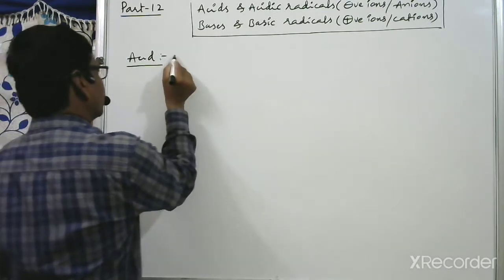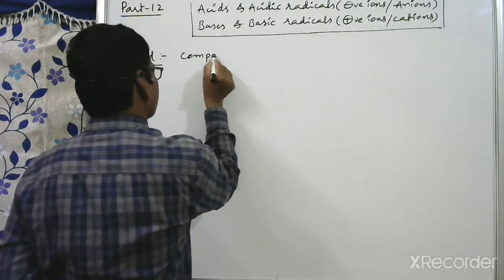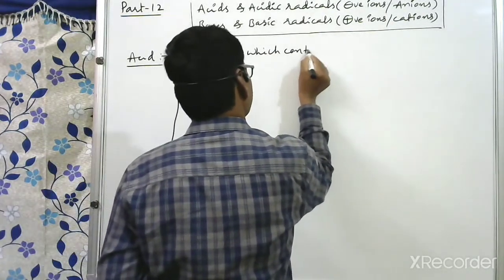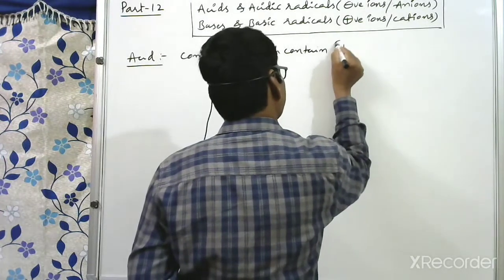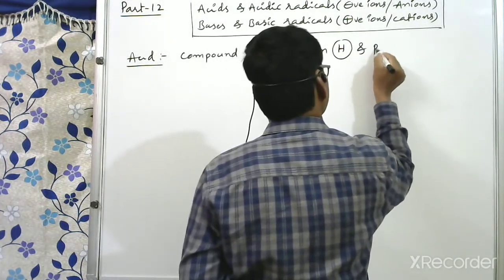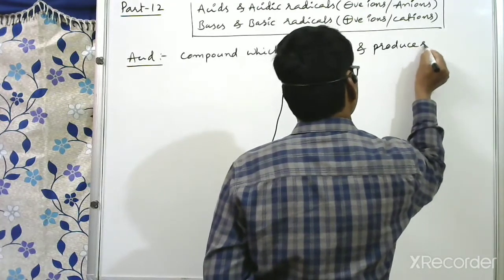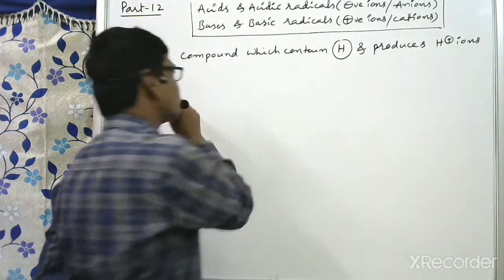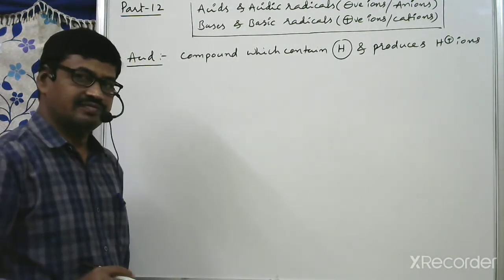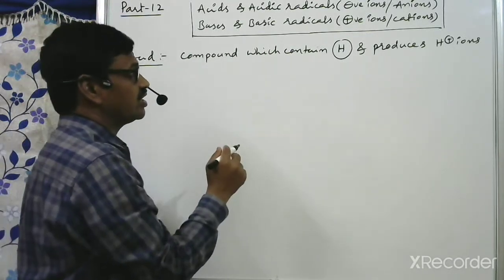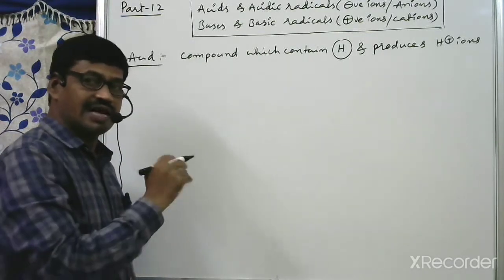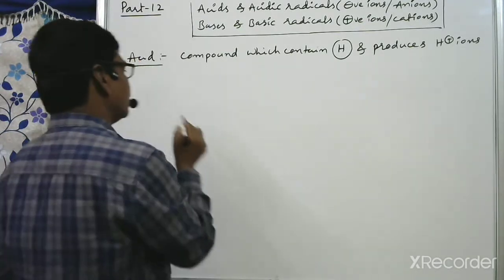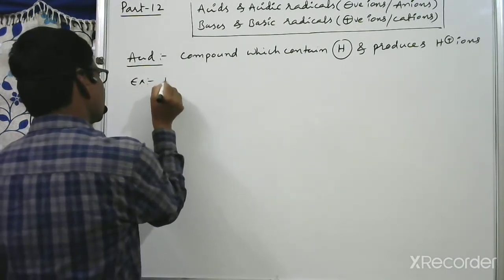Acid means a compound which contains hydrogen and produces H plus ions, and that is nothing but an acid. And the negative ions, otherwise anions, are produced by acids, so those anions, otherwise negative ions, are called acidic radicals. See, for example, here I am taking a simple example, HCl.